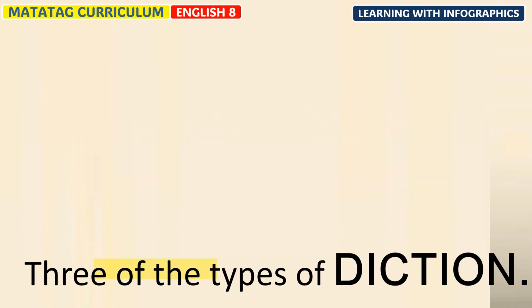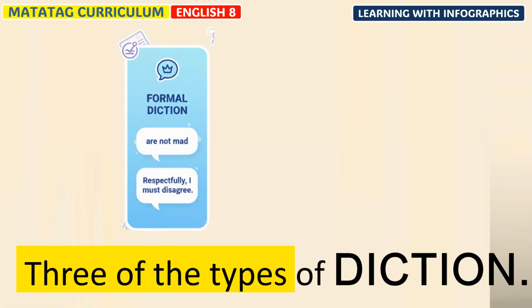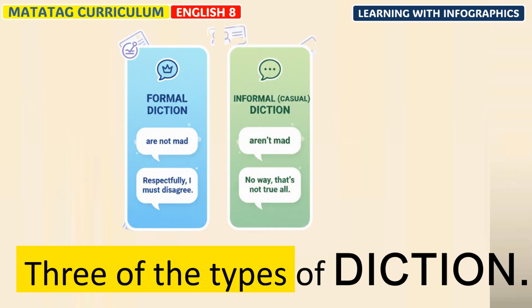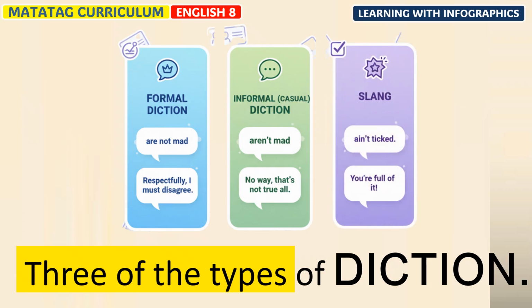There are 3 types of diction. There is formal diction. Example expressions are "not mad" or "respectfully I must disagree." There is also an informal or casual diction. Example expressions are "aren't mad" or "no way, that's not true at all." Slang includes expressions like "ain't ticked" or "you're full of it."